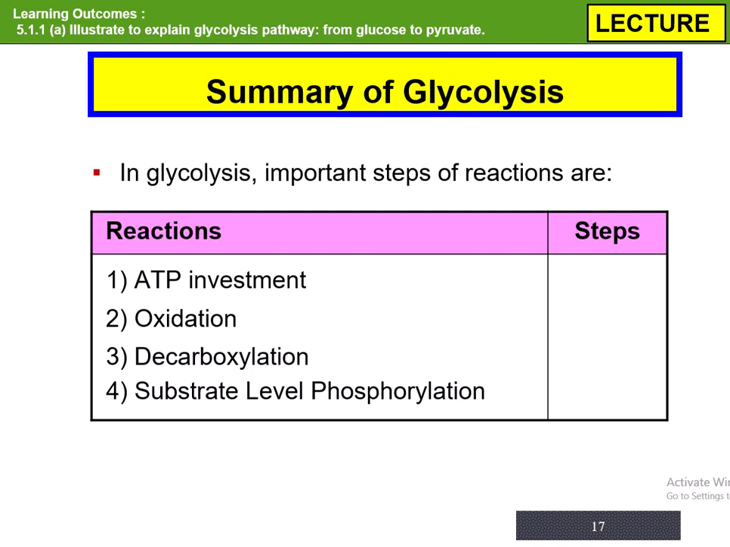In glycolysis, there are two steps of ATP investment, one step of oxidation, there are no steps of decarboxylation, and there are two steps of substrate level phosphorylation.